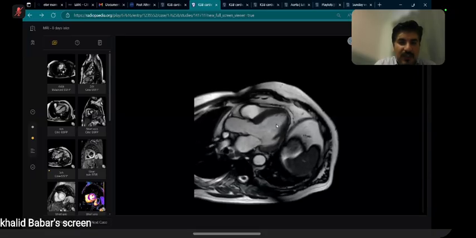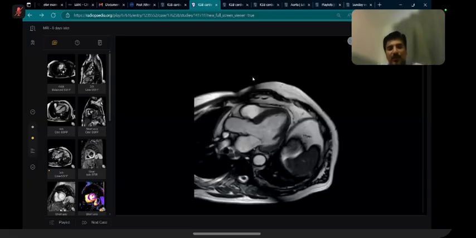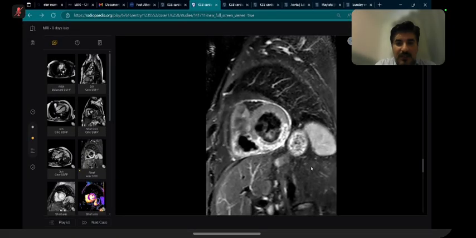So here you can see a slight thin jet. So this shows the mitral insufficiency, minor mitral regurgitation, and the 3-chamber view is the best view to look for the mitral regurgitation. Okay. So now I'm showing you another image.